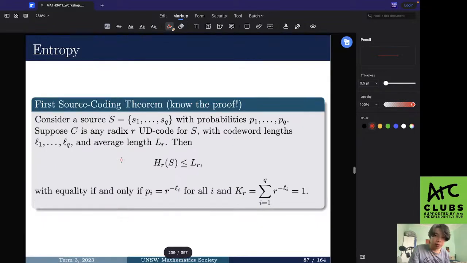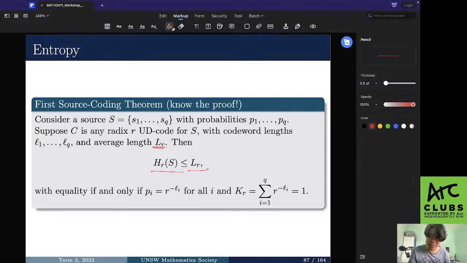Now, we get onto the first source coding theorem, and this is something that you should know the proof of as well. It says if we have a source S1 to SQ with the related probabilities of P1 to PQ, then we can say that C is a uniquely decodable radix R code with word lengths of L1 to LQ, and we have an average length of L. Then we say that the entropy is always less than or equal to the average length.